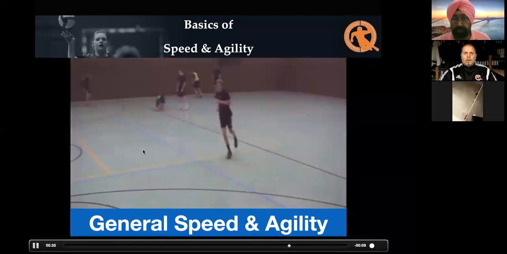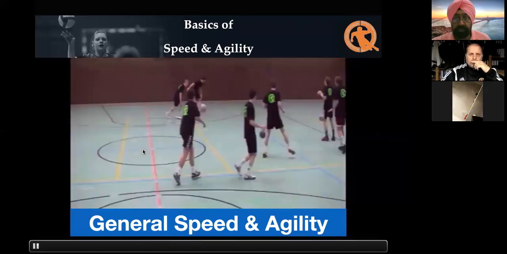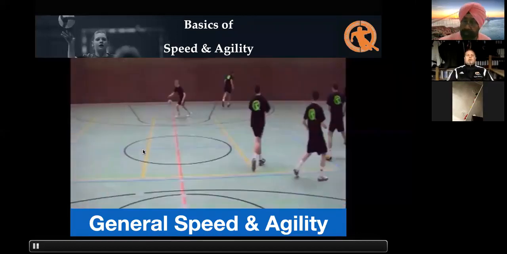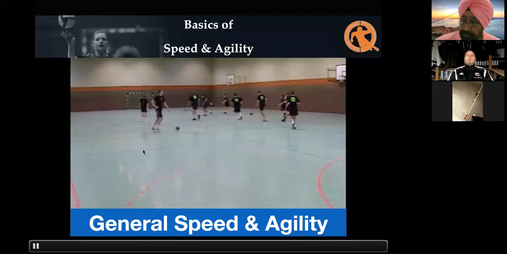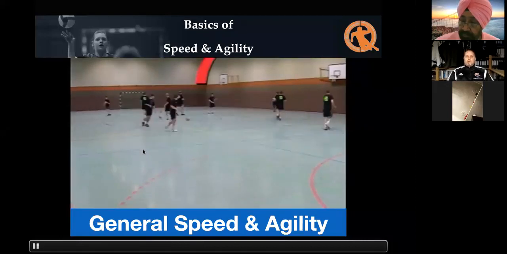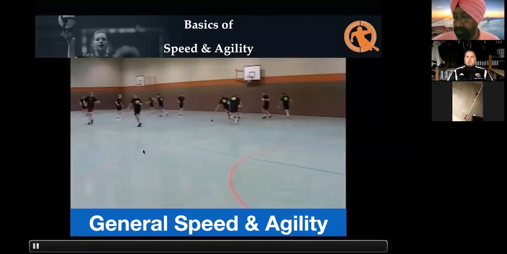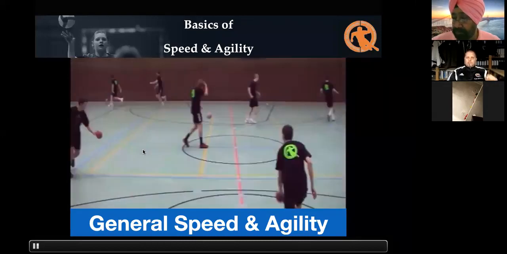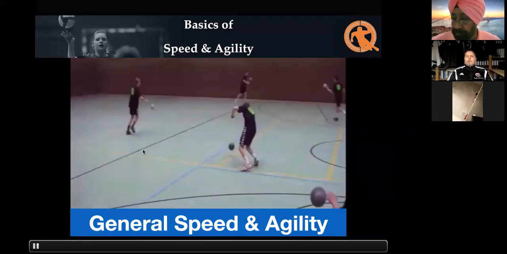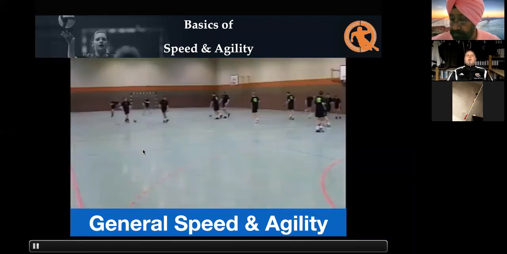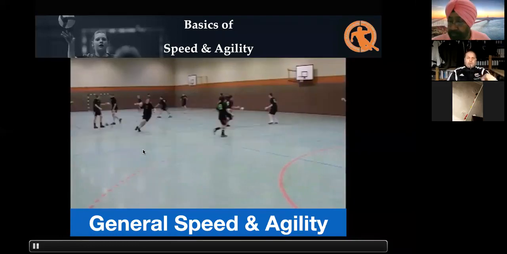Okay, now it's a game with dribbling. And in this dribbling game, it's a little bit more complex to explain. The players on the court bounce the ball and move dribbling with their second hand. So a right-handed player dribbles with the left hand, a left-handed player dribbles with the right hand. Then the coach shouts out a number. Every player has a number. Now it's 4 and 14.